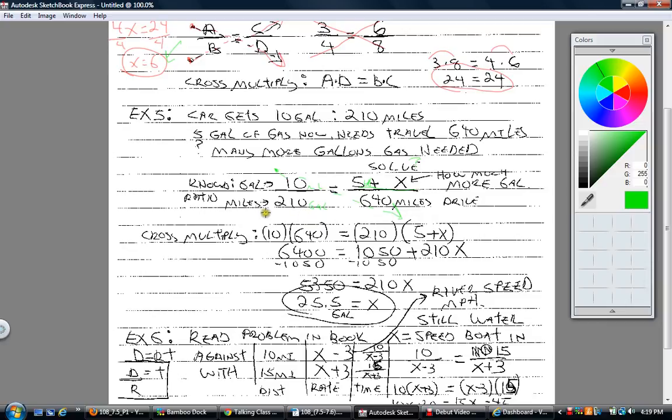So 10 times 640, that's easy. Then you're going to take 210 and multiply by the quantity. Make sure you remember that quantity, 5 plus x. And that's what's going on here. There's the 210 times the quantity, 5 plus x.